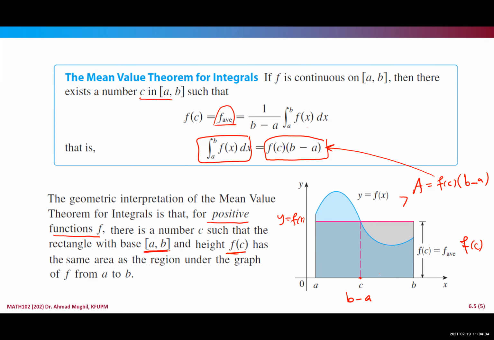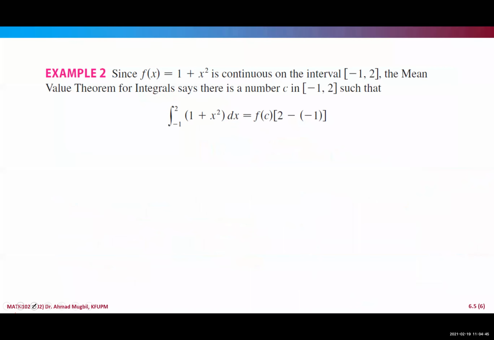What is this rectangle? It's just b minus a multiplied by the average value of the function, by the value of the function at c, at some number. So this is geometrically what the mean value theorem means. Let's apply it now, the mean value theorem, for the same example that we had in example number 1. So the same function that we had in example number 1.